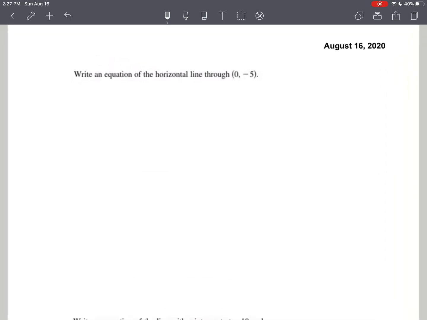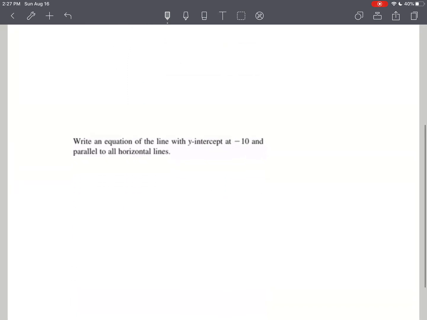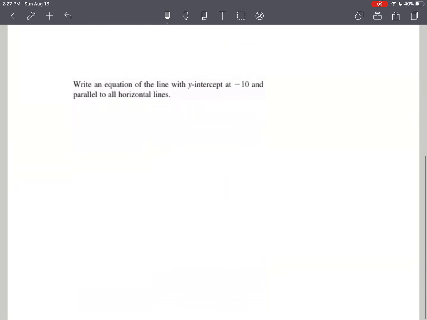Okay, you try this one. Write the equation of the horizontal line through 0, negative 5. And if you said y equals negative 5, I'm going to put a big heart. Nice job.